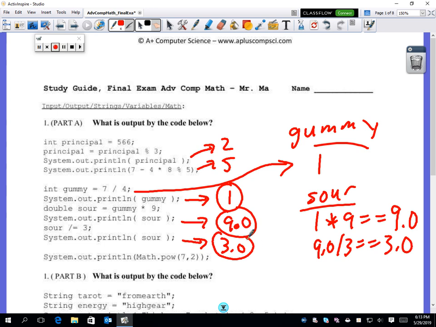Finally, it tells us to print line math.pow 7, 2. Well, math.pow 7, 2 is just 7 to the second power. And remember that math.pow is always going to return a double, which is a decimal, which will give us 49.0. And this should lead you through problem 1, part A.